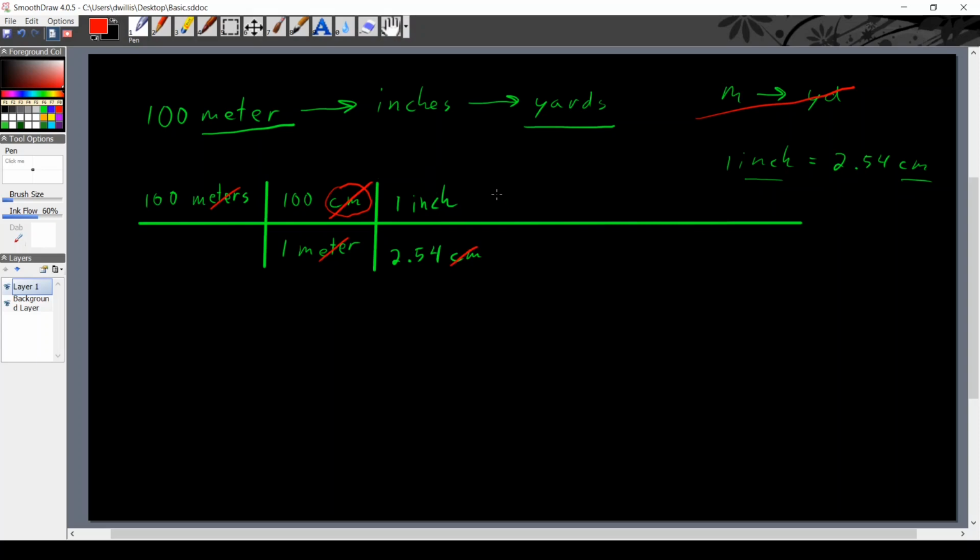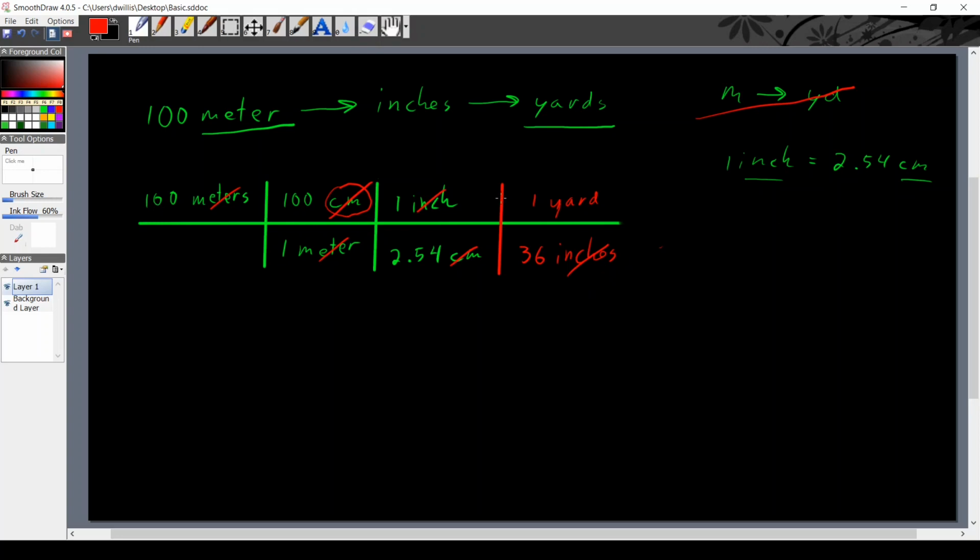And I know that there are 36 inches in a yard. So I will once again put 36 inches so that my inches will divide away. And that is going to be equal to 1 yard. Okay, I'm just going to do a little erasing there, shorten that up. And so now we are ready to do our multiplication and do our math.